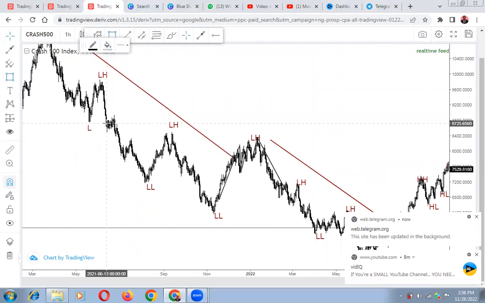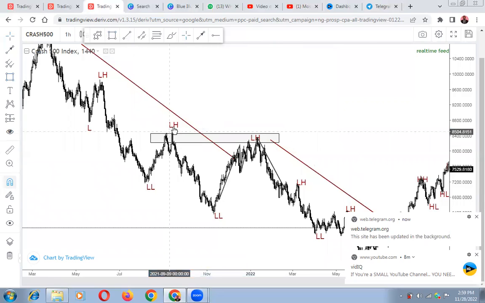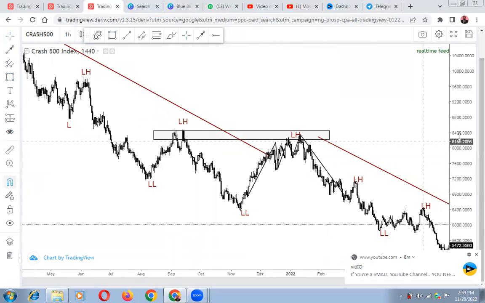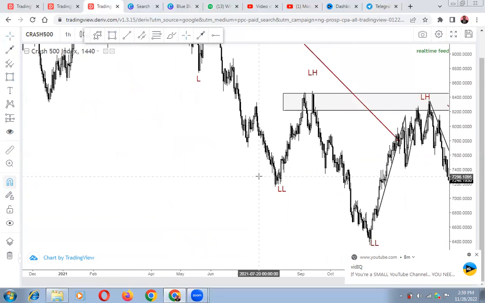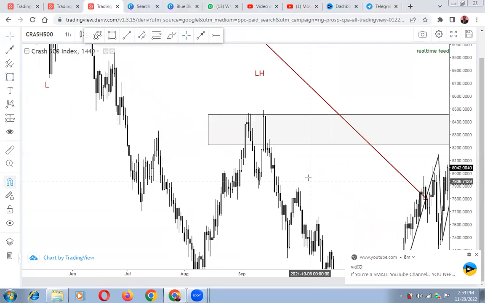So price came to this place. When price gave us this lower high, gave us this lower low, price came back to this institutional candle here, and gave us this low. If you check very well, let me widen it so that you will see what I'm talking about. This is where price came.